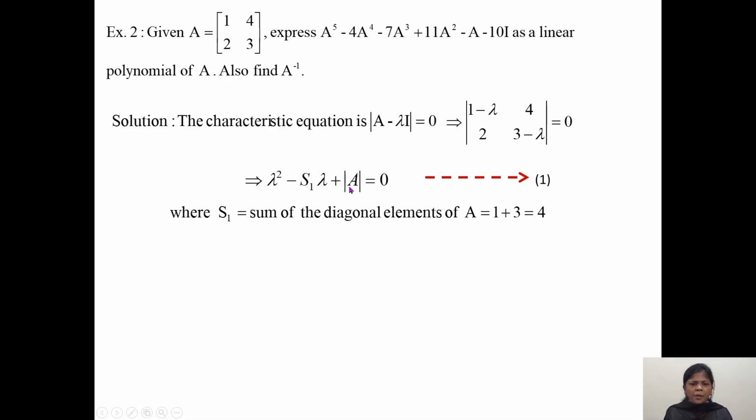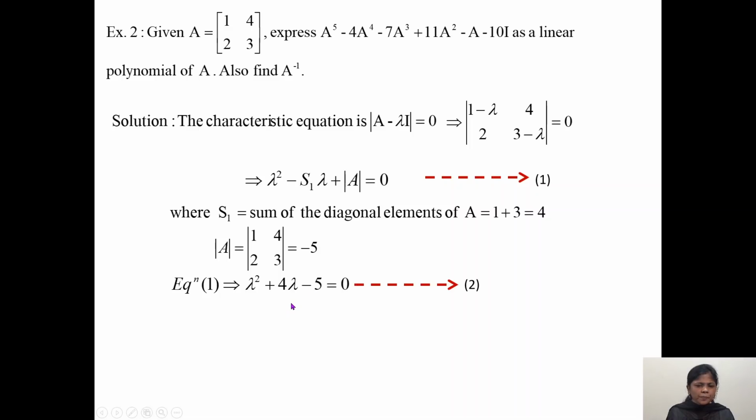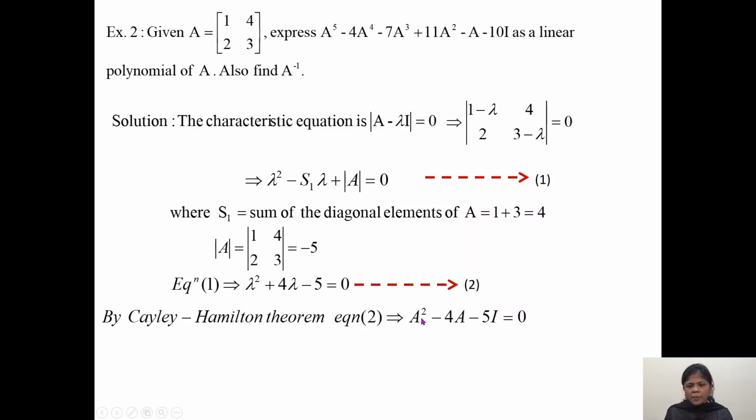Simplify the way I have discussed in the previous slides. Find S1 and the determinant, and put them in equation 1. So S1 is the sum of the diagonal elements of A, which comes out to be 4. The determinant over here is, after simplification, 1 into 3, then minus 4 into 2, that is 3 minus 8, which is minus 5. Substitute in equation 1, we get the characteristic equation. Therefore, according to Cayley-Hamilton theorem, we replace lambda by A, and the constant term over here is written as the constant term times I. So what we have is A square minus 4a minus 5i equal to 0.